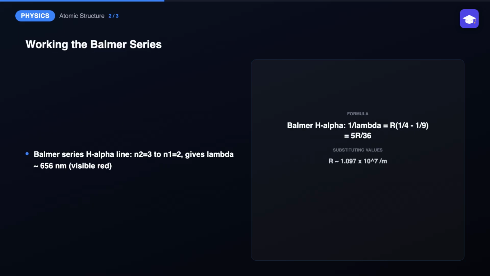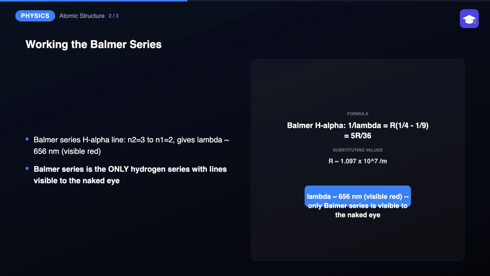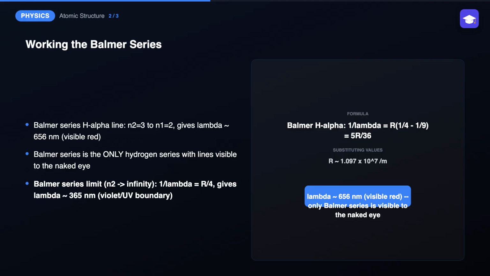For the Balmer series, n1 equals 2, and the first line, called H alpha, comes from the transition n2 equals 3 dropping to n1 equals 2. Substituting into the Rydberg formula, 1 over lambda equals R times 1 over 4 minus 1 over 9, which simplifies to R times 5 over 36. Using R approximately equal to 1.097 times 10 to the 7 per meter, this gives a wavelength of approximately 656 nanometers, which falls within the visible red region of the spectrum. This is why the Balmer series is the only hydrogen spectral series with lines actually visible to the naked human eye.